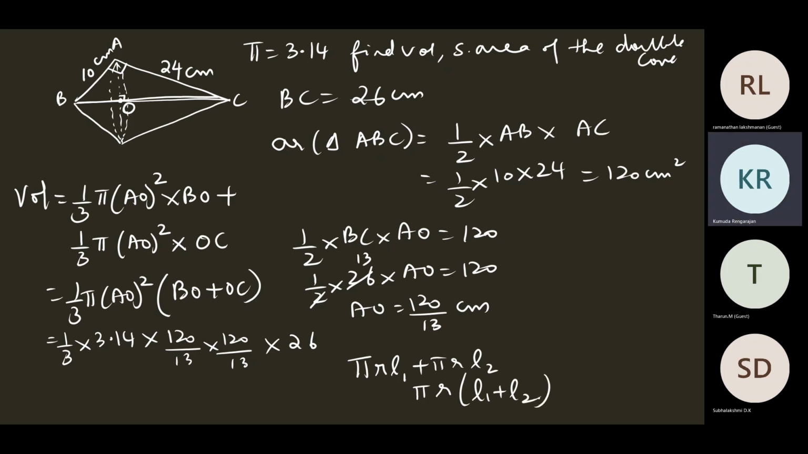L1, what is L1, children? Slant height of the small cone? 10. And the slant height of the big cone? 24. That's it. This will be the CSA, the surface area.